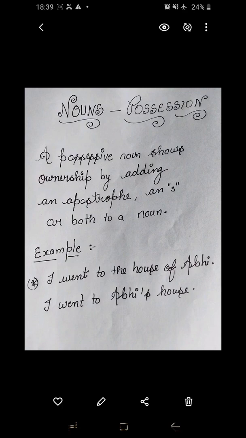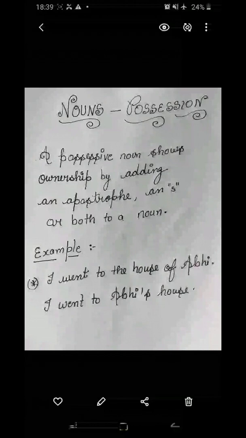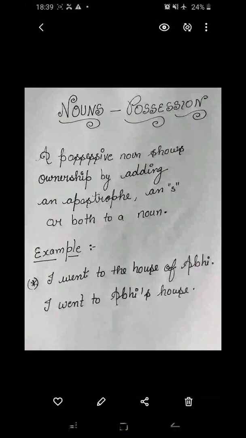Today's topic is noun possession. It's quite different from the earlier topics. Earlier we have discussed the three parts of noun: first, the kinds of noun; second, noun numbers; third, noun gender.